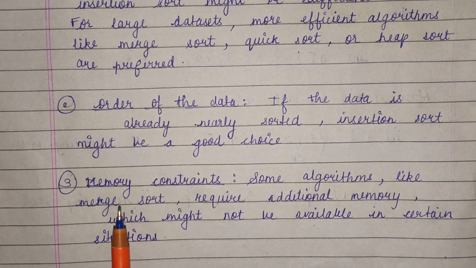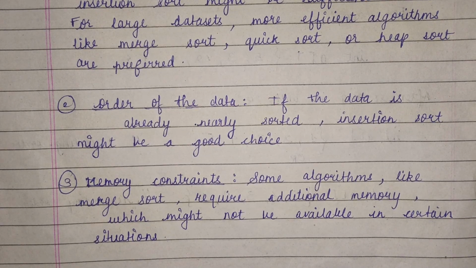Then the third point will be memory constraints. Some algorithms like merge sort require additional memory, which might not be available in certain situations. So sorting techniques like merge sort require additional memory, and in some cases the memory is not available in the system, so it is a depending factor.